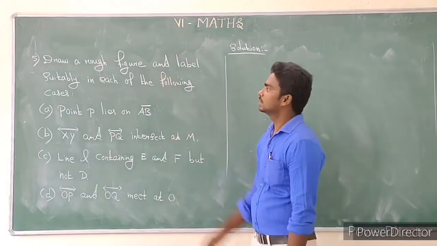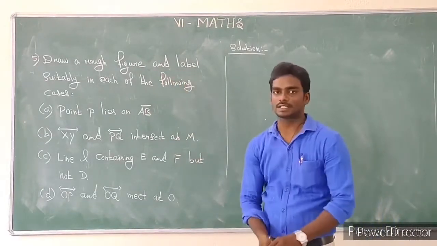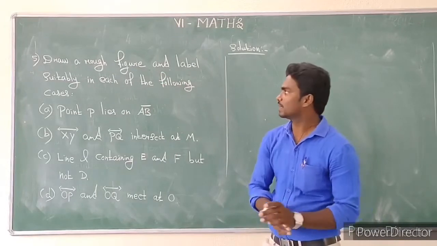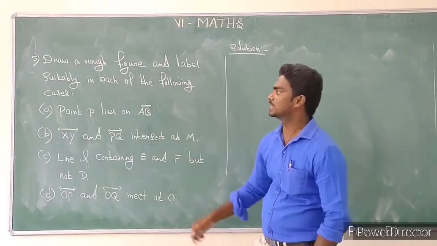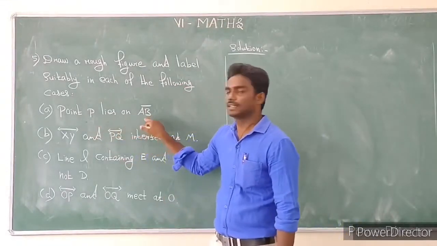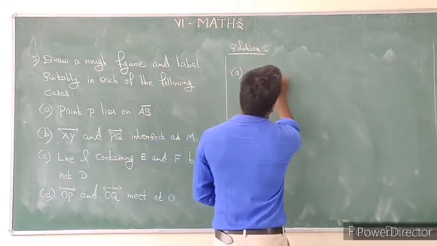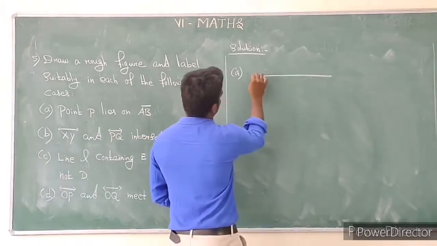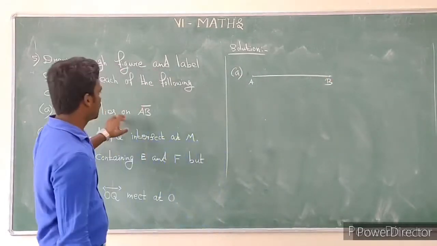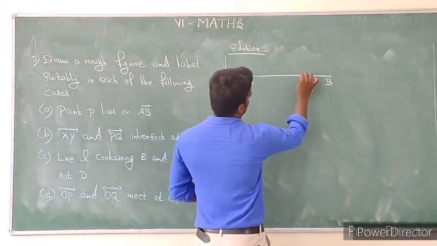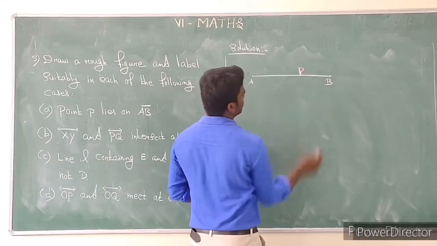So next, our fifth question. Draw a rough figure and label suitably in each of the following cases. What is our first case? Point P lies on line segment AB. First, we draw a line segment AB. Point P lies on AB. So this line segment contains the point P.